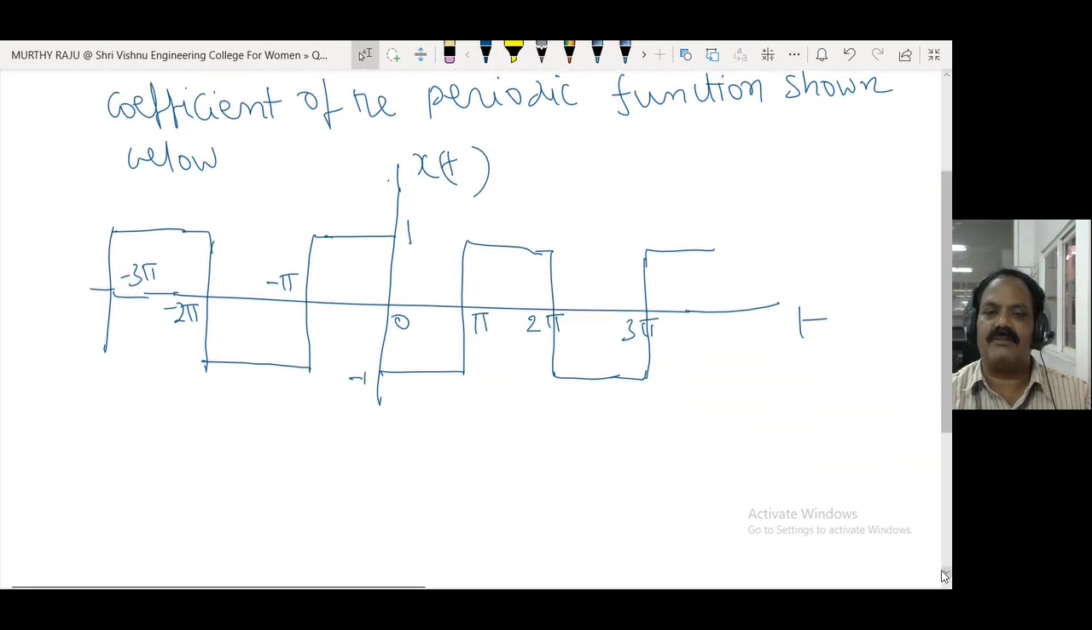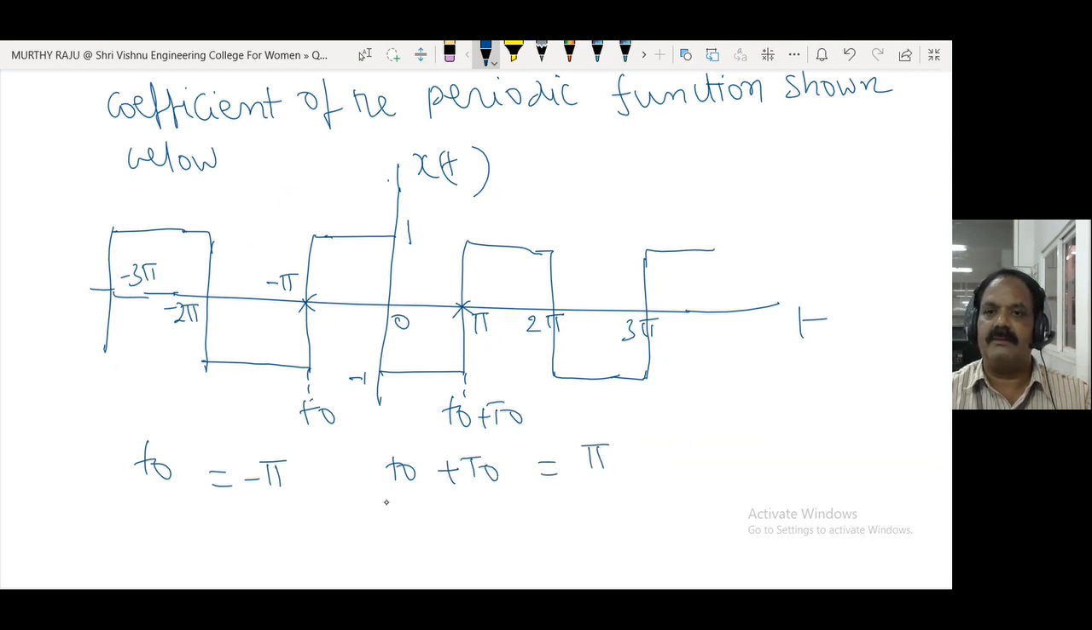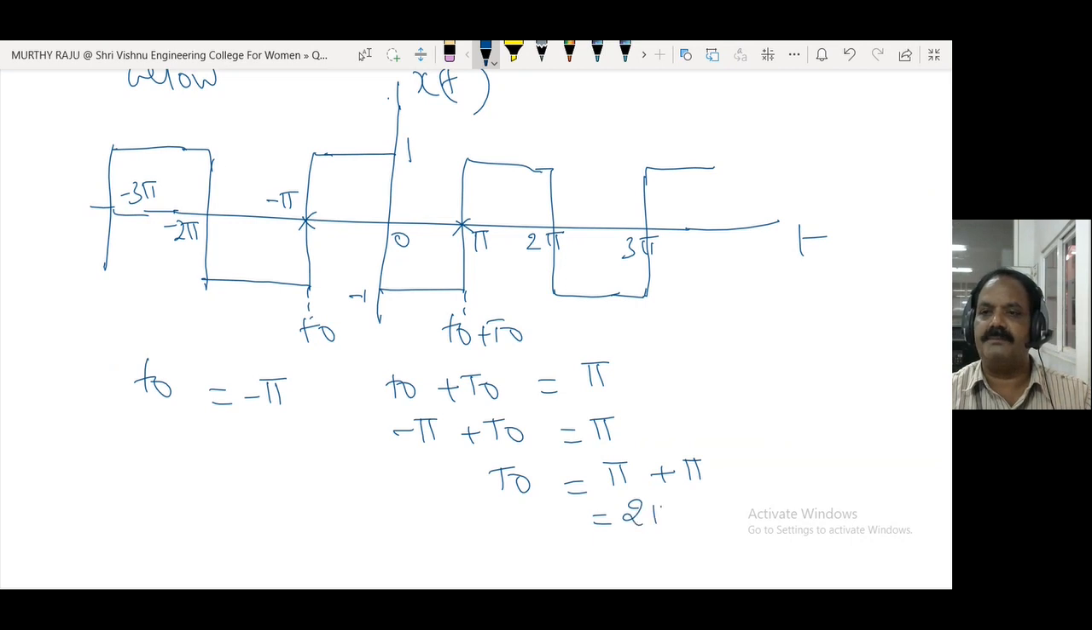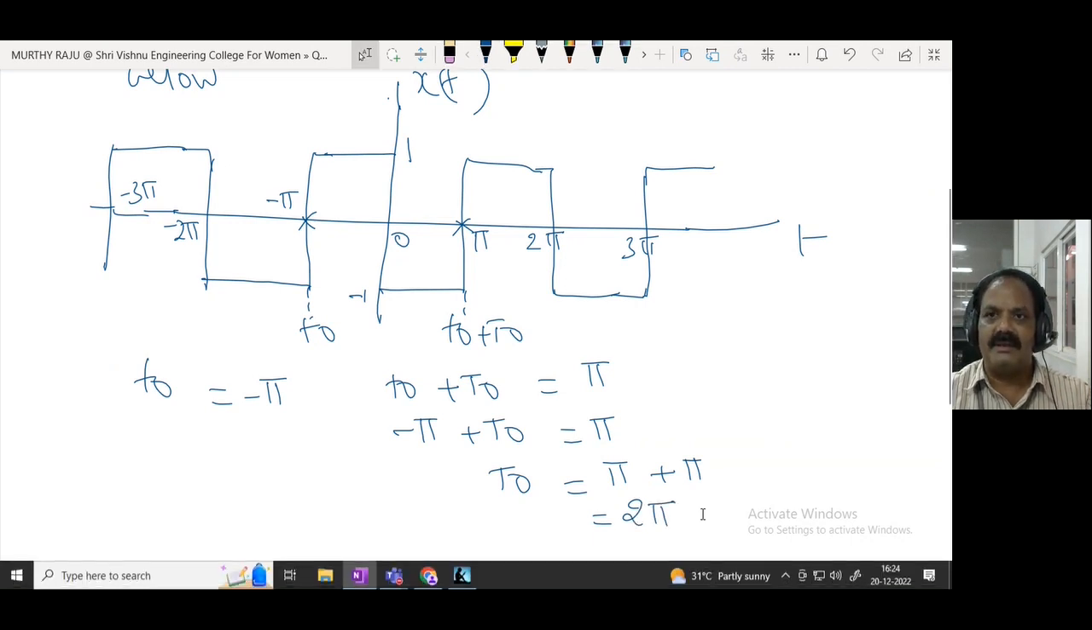Now you have to calculate, first of all, the time period of the waveform, from this point to this point. This one is small t0, this one is small t0 plus capital T0. Small t0 is minus pi. Substitute: minus pi plus T0 is equal to pi, so T0 is equal to pi plus pi, which is 2 pi. This is the time period of the waveform.